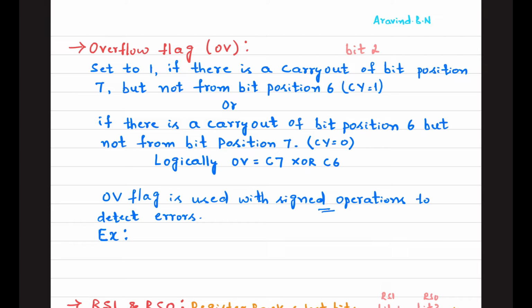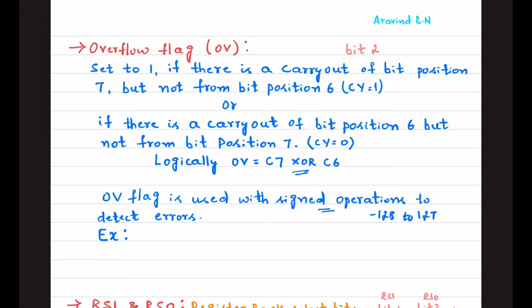For signed operations, we first have to identify what the range of operation is. The range of signed operation will always be minus 128 to plus 127. If any value goes beyond this range, then the overflow flag will be set equal to 1. So that always follows this concept. Let us consider an example for this one.